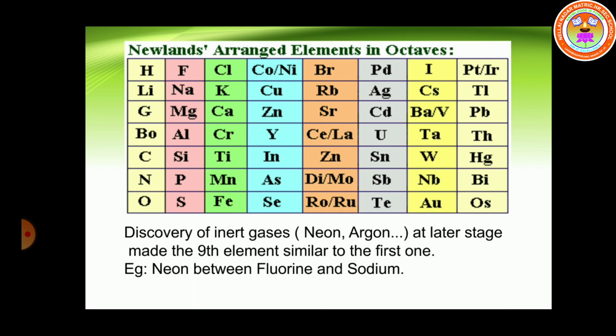And the next limitation. The discovery of inert gases, that is noble gases, for example neon and argon, at a later stage made the ninth element similar to the first one. For example, neon between fluorine and sodium. The first and eighth element were the same, as already discussed, but after the discovery of inert gases, that arrangement totally collapsed. So, these are the limitations of Newland's law of octaves.